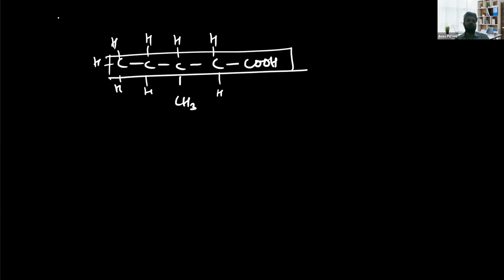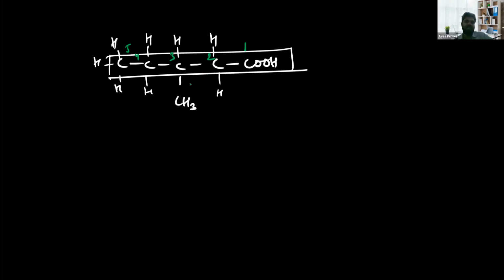Got it? Yes, sir. Then the numbering should be done in such a way that the functional group gets the lowest possible number. So this is 1, 2, 3, 4, 5. Got it? Sir, do we include the hydrogen? No. Hydrogen is not included, only the carbon. Got it? Yes, sir. Next. Numbering is done.